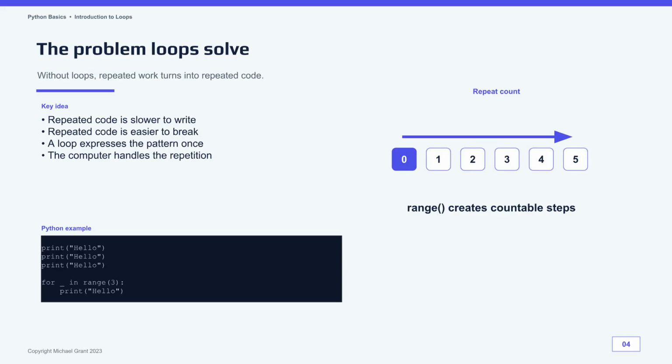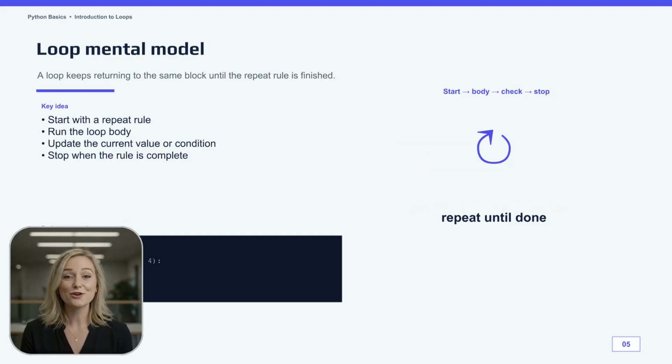Why do we need loops? Without them, we would have to copy and paste code, which makes it slower to write and much harder to maintain. Loops allow us to express a pattern once, while the computer handles the repetition. Here is a simple mental model for a loop. Start with a rule, run the body of code, update your condition or value, and then repeat until the rule is fully satisfied. It's a cycle of action and checking.